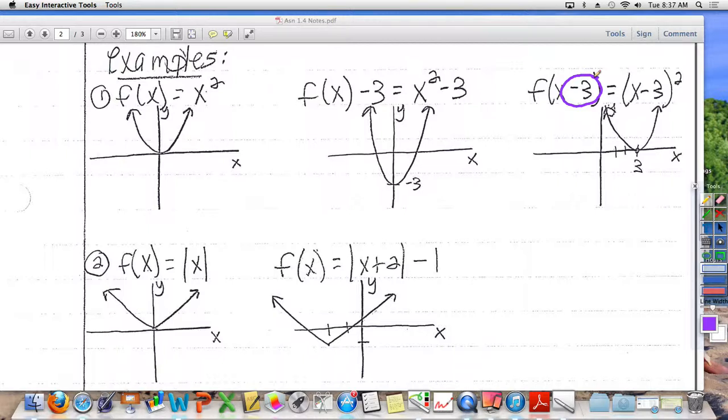Example 2: f of x is equal to the absolute value of x. I drew the common function. Now there are 2 things going on with this one. Notice the absolute value bars, and I put an x plus 2 in the middle of it. What is that plus 2 going to do to the graph? It's going to shift it to the left. And it's shifting it to the left because it's inside. These aren't parentheses in this case, they're absolute value bars, but it will shift it in the opposite direction that you might think. And then the minus 1 is outside of the parentheses. If it's outside the parentheses, it does exactly what it says it's supposed to. It's supposed to shift it down 1 unit.